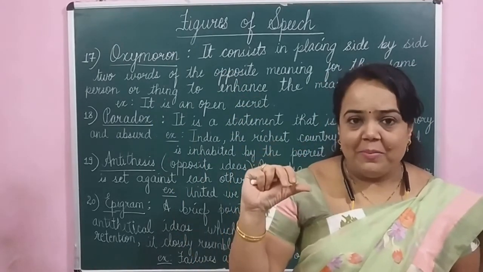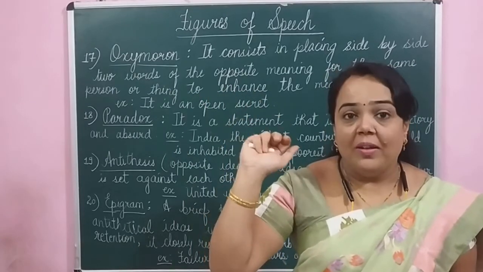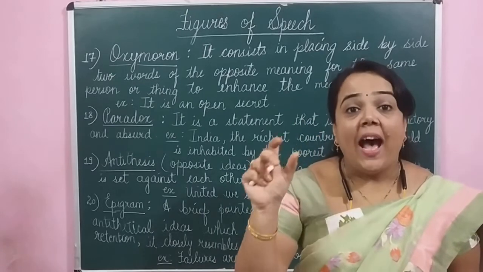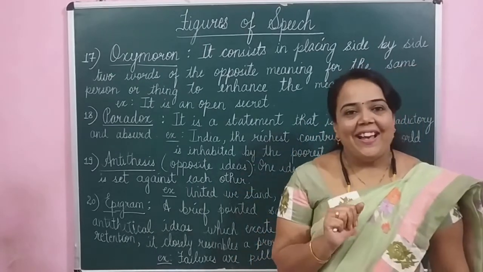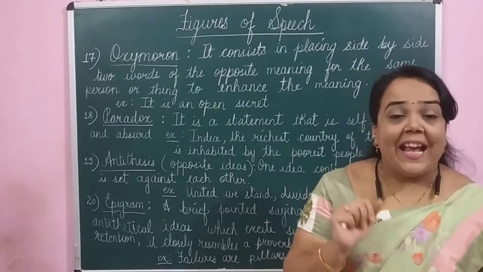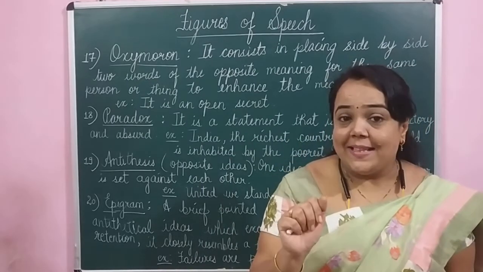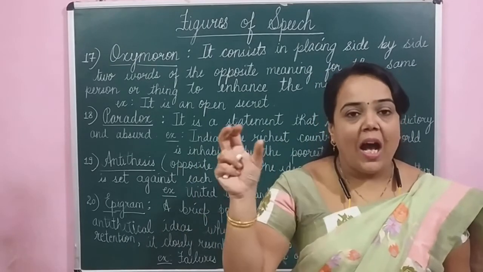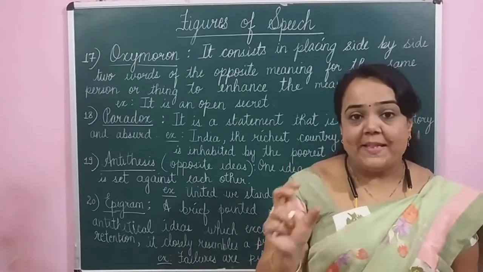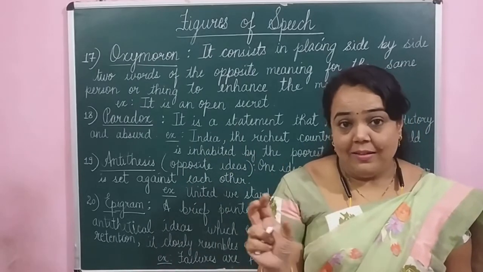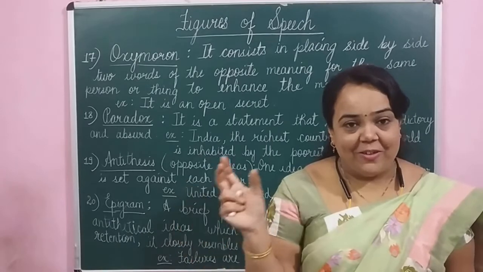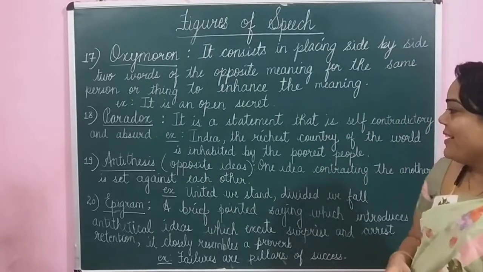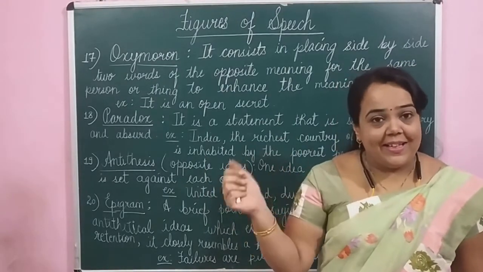How? In oxymoron, 2 contradictory words. In antithesis, 2 contrasting ideas. Anti means opposite. Thesis means idea. So 2 opposite ideas are placed in the same sentence. In the same sentence, not in the same phrase or not in the same part of the sentence like oxymoron. One idea contradicting the other is set against each other.